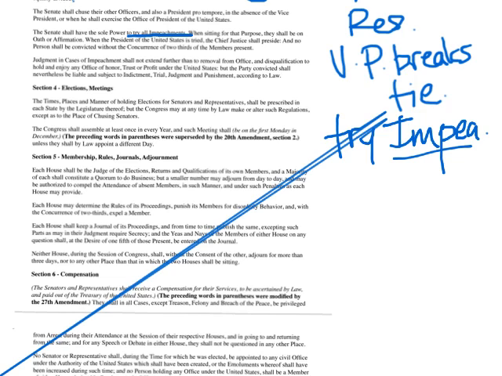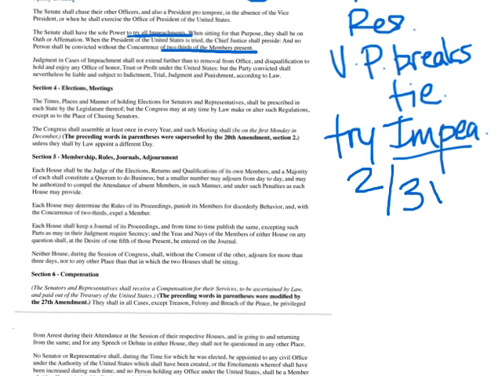When sitting for that purpose, they shall be on oath or affirmation. When the President of the United States is tried, so if it's the President that's impeached, the Chief Justice shall preside. And we'll talk about who the Chief Justice is. The Chief Justice shall preside, and no person shall be convicted without a concurrence of 2/3 of the members present. So to convict somebody of impeachment, they have to have a 2/3 vote.